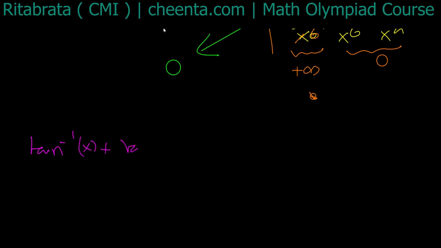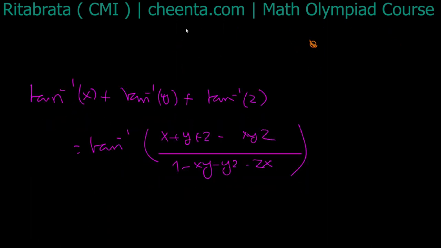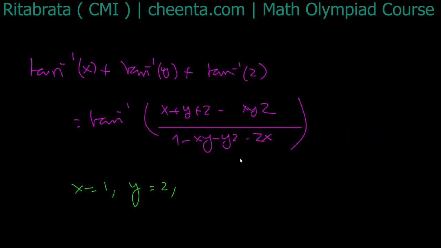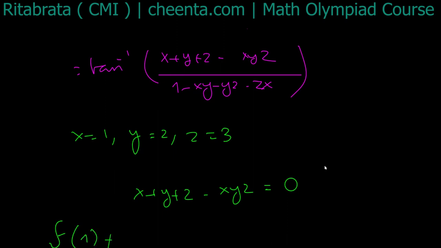Tan inverse x plus tan inverse y plus tan inverse z equal to tan inverse of (x plus y plus z minus xyz) by (1 minus xy minus yz minus zx). So you can put x equal to 1, y equal to 2, and z equal to 3. You can see that x plus y plus z minus xyz is just 0 in that case. Both are 6 minus 6, 0. So f1 plus f2 plus f3 becomes just tan inverse 0, and you can think of it as pi.